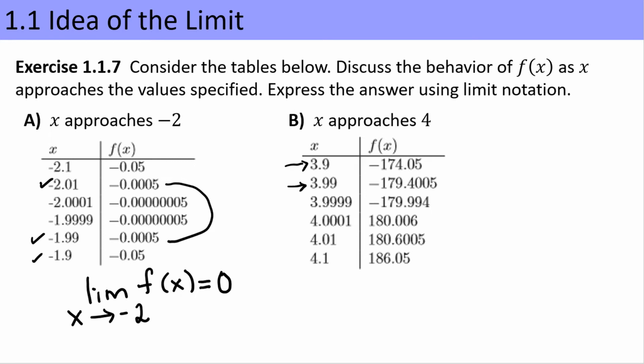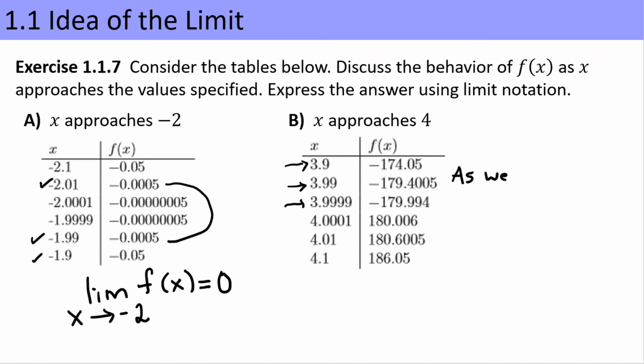At positive 3.99 for x, the function output is negative 179.4005, and at x equals 3.9999, the function value is negative 179.994. So as we approach 4 from the left, and let's go ahead and write the words.